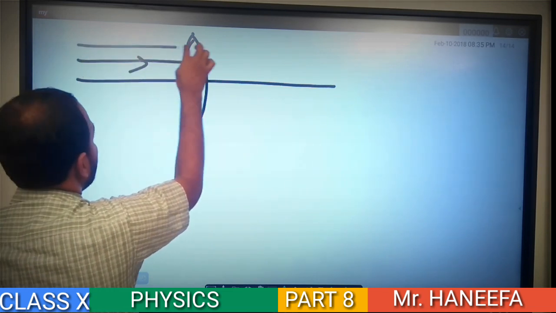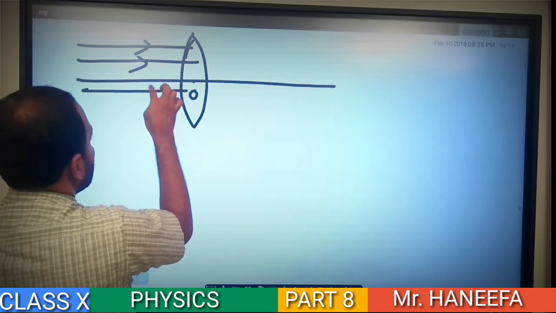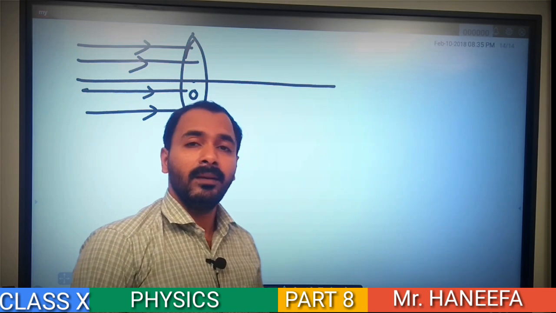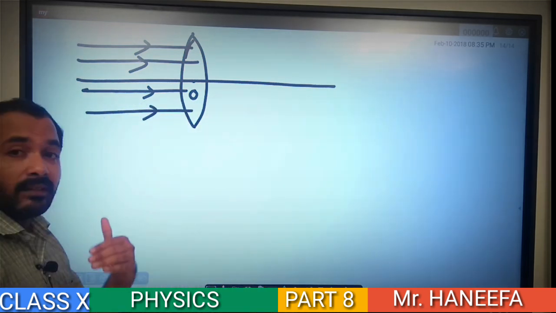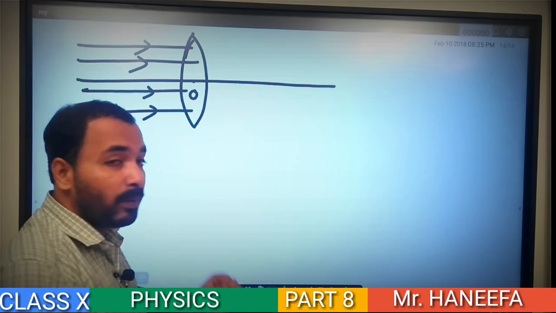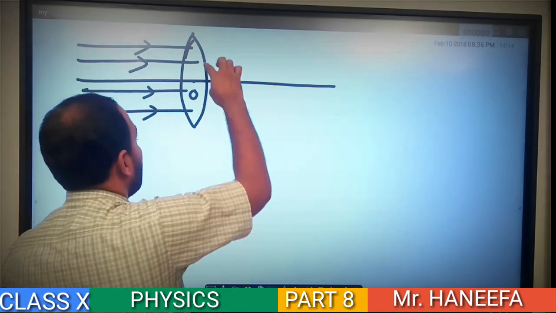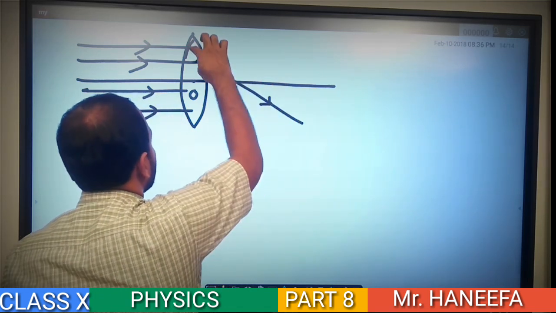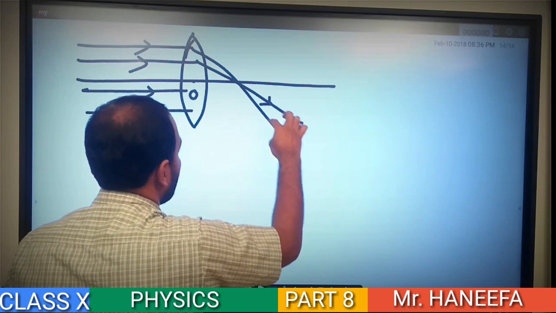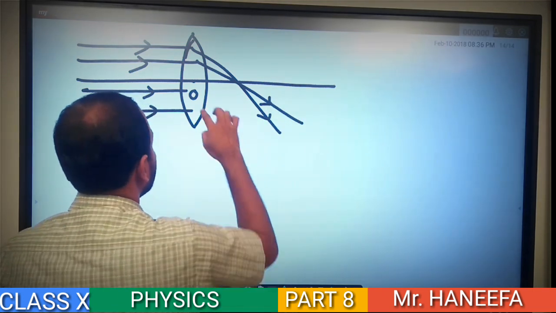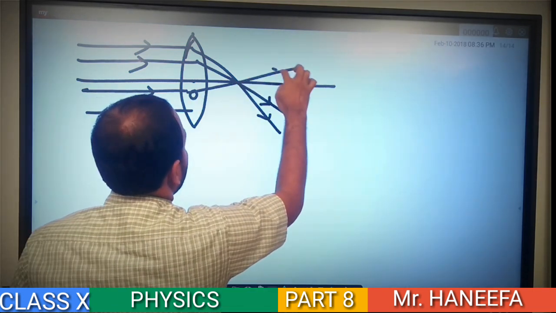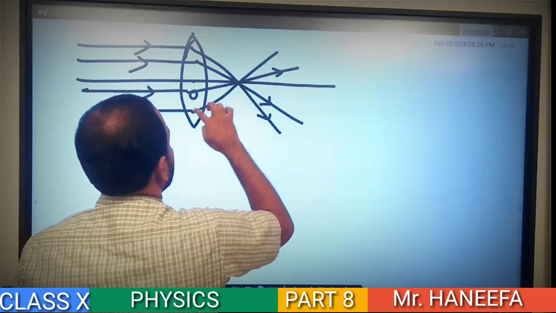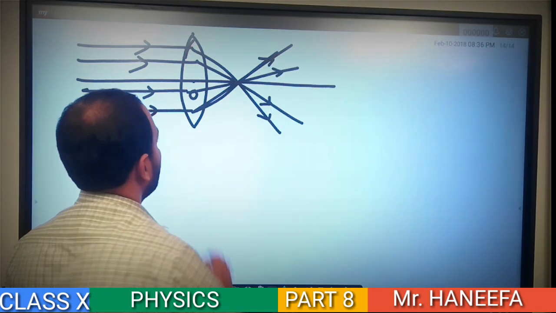Then we consider parallel lines to the principal axis. We consider four lines parallel to the principal axis. After refraction, it passes through a particular point. For example, this line passes through this point. This refracted ray also passes through this point. This refracted ray passes through this point. This refracted ray also passes through this point.